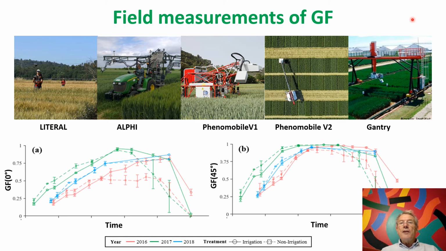The green fraction can be measured with several sensors and systems. It can be measured with handheld systems like LiDAR, with sensors on a tractor. It can be measured with Phenomobile, which are fully automatic robots, or on gantry systems. You have here examples of the green fraction evolution during the growth period for wheat, during different years for two modalities, one irrigated, one non-irrigated. And you can see that we can derive quite nice dynamics of those green fractions.